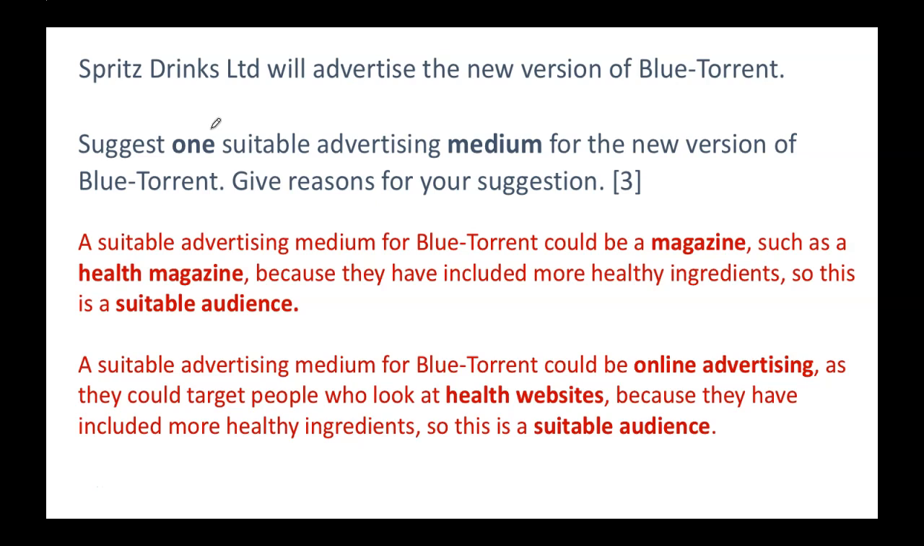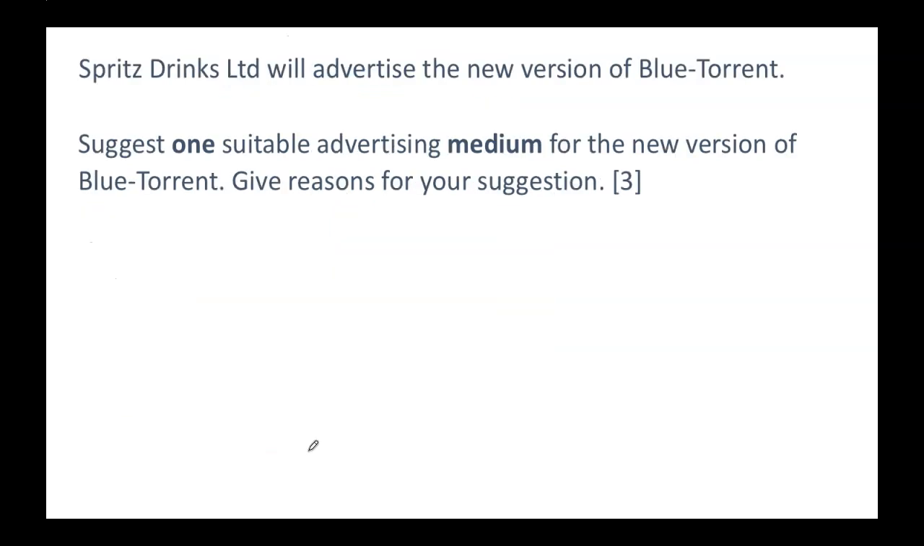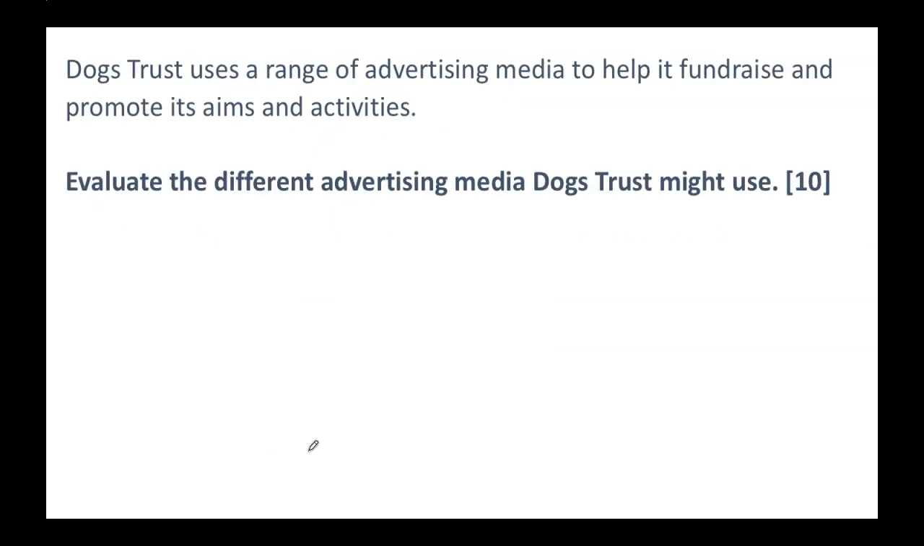Another one could be online advertising. They could target people that look at health websites because that's a suitable audience for it. You do need to know the benefits and problems of these types of mediums, or the main ones. So if we're looking, this one's a bit harder, like directory listings, but if you're looking at that, particularly for plumbers, someone that's maybe moved to the new area, they don't know many people, it's very convenient for them. However, you are listed on there against your competitors as well.